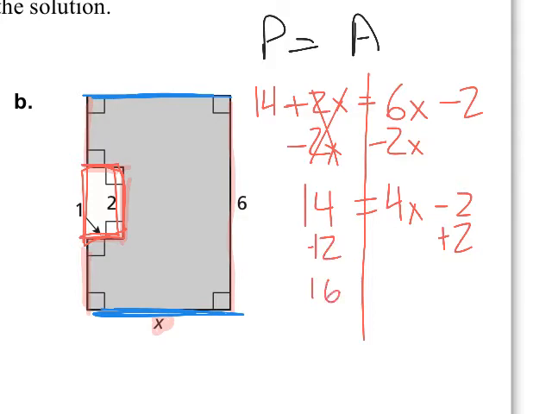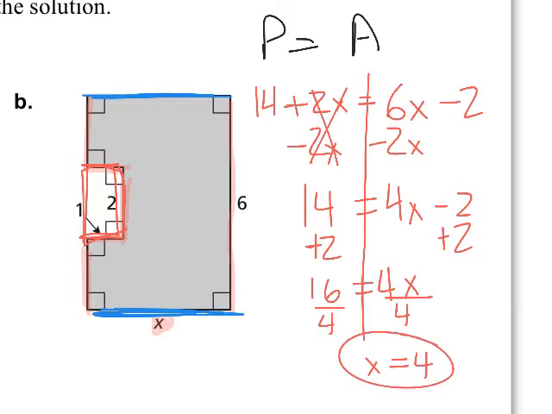We have 16. Oh, it looks like a negative 12. All right, add 6. So we have 16 equals 4x. Last step, divide by 4. We get x is 4. Okay, so we get x is 4.